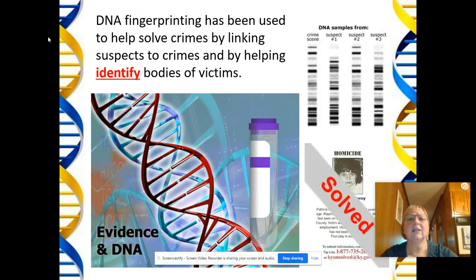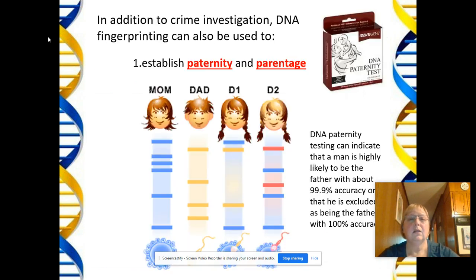DNA fingerprinting has been used to help solve crimes by linking suspects to crimes and by helping identify bodies of victims. In addition, in crime investigation, DNA fingerprinting can also be used to establish paternity and parentage. It can indicate that a man is highly likely to be the father with 99.9% accuracy, or that he is excluded, being just that 1%.